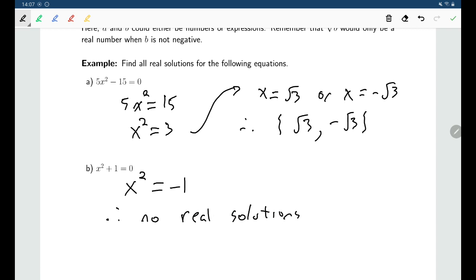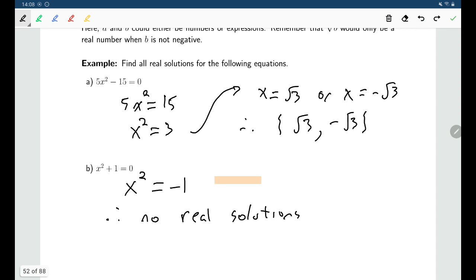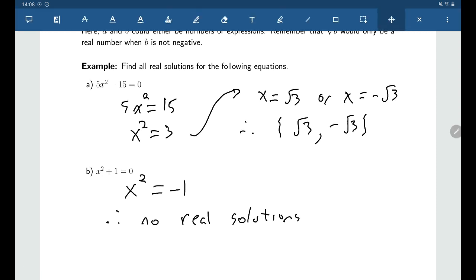And so the reason I know there's no real solutions is because if you tried to solve for x, you would find that x is the root of negative 1 or the negative root of negative 1, and that's not a real number, and that's also not a real number. Square roots are only real numbers when the inside of the square root is not negative. So here we can say that there's no real solutions.